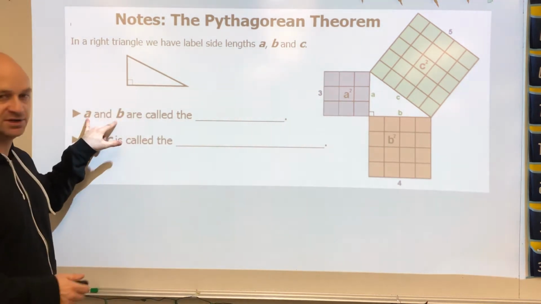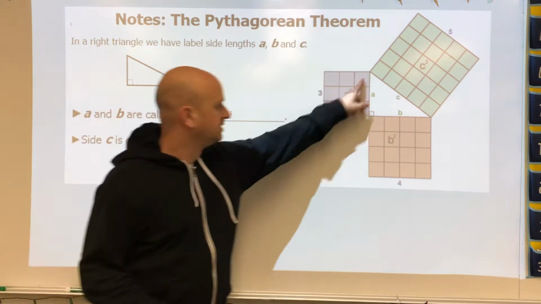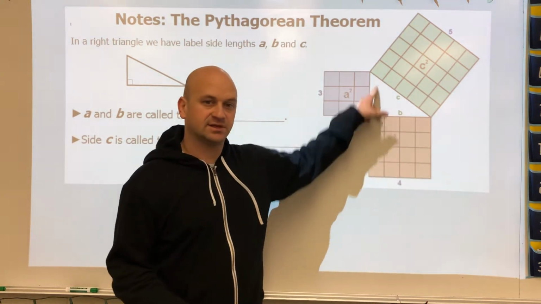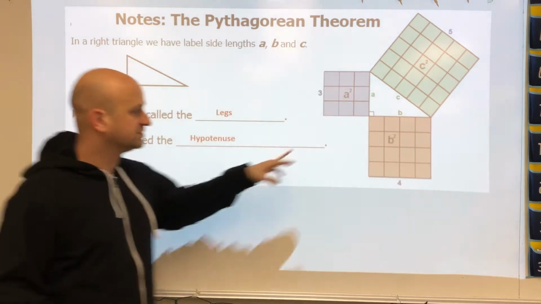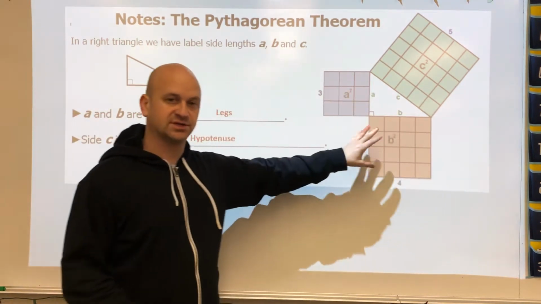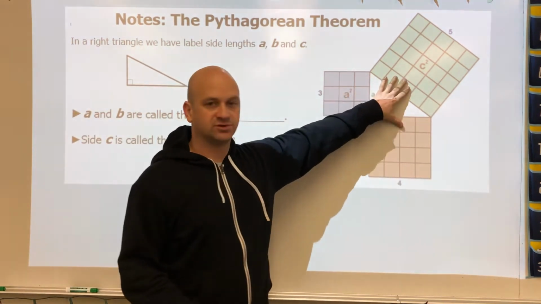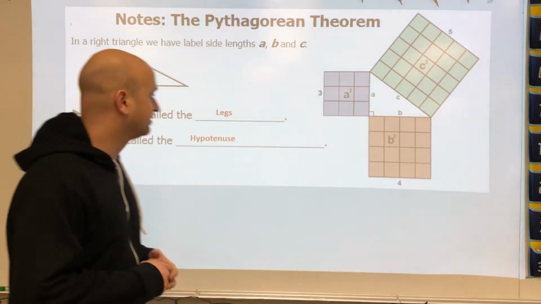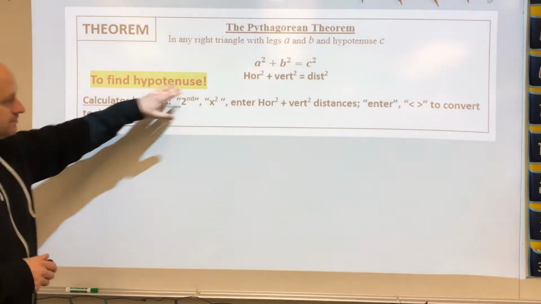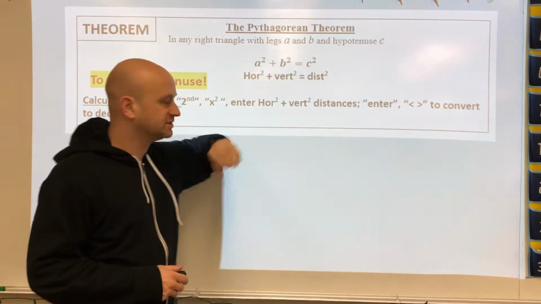The a and b in the formula are called legs, and the two legs are the two sides that make up the 90-degree angle. The c is called the hypotenuse, and that's the side that does not touch the 90-degree angle. That is super important to know in order to figure out what way to solve this type of problem. So the theorem, again, says a squared plus b squared equals c squared.